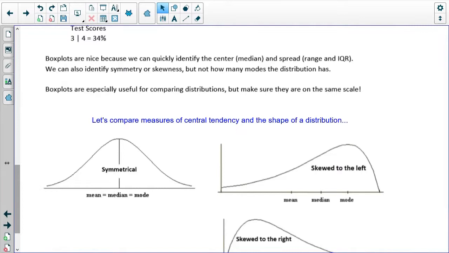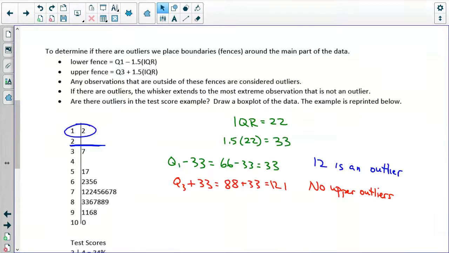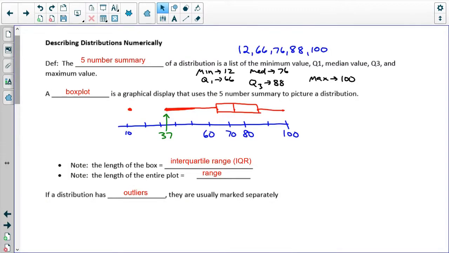Box plots are nice because we can quickly identify the center, spread, and we can typically tell symmetry because wherever the line is in the middle of the box plot, that tells me whether it's symmetrical or not. So if the line was moved further over, that means that I can assume that the graph is probably skewed because my median is not actually in the middle of my box. And so that can give me an idea of where the skewness lies.